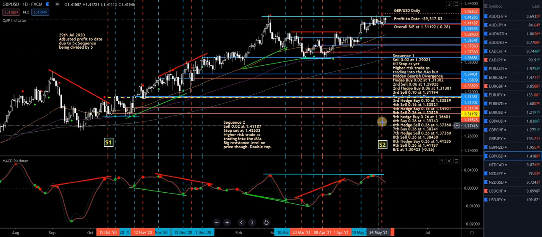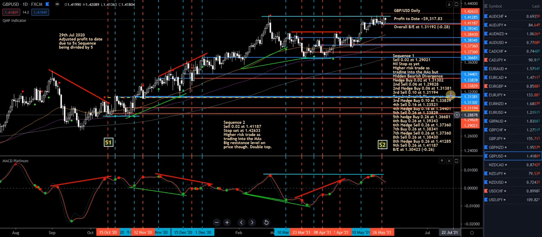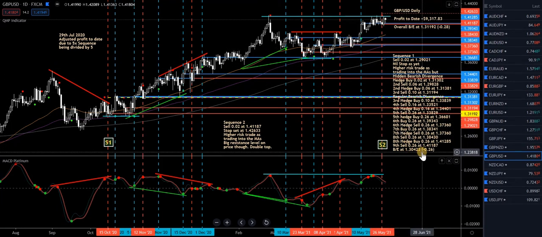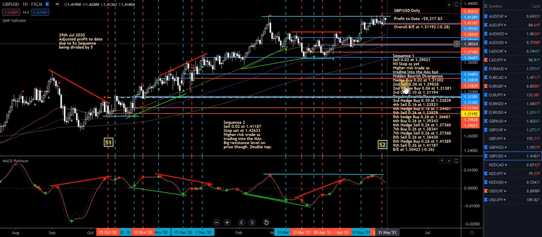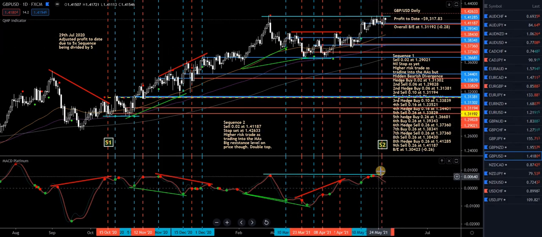Sequence 2 is a sell in here. So there's all sequence 1 here. You can read all that. At the moment I'm minus 0.26 to the sell side, which is not going anywhere fast. But my last trade signal was this sell. Sequence 2, let's have a look at this. This was this trade in here.